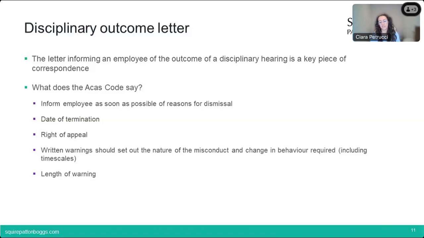Helpful phrases to include in your letter when you're setting out the rationale for your findings are things like: on balance, having considered all the evidence, I'm satisfied that, I have a reasonable belief that, and even, I prefer X's evidence to Y's. We often see, where something is one person's word against another, that the allegation is left without a conclusion because it's one person's word against another.